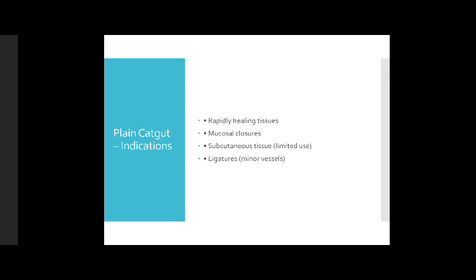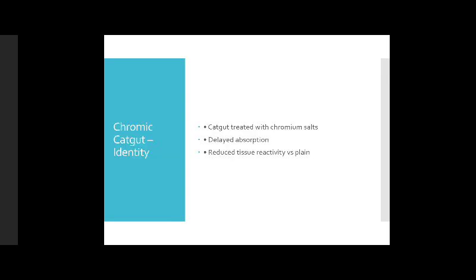Plain catgut indications: rapidly healing tissues, mucosal closure, subcutaneous tissue for limited use, as well as use as a ligature for minor vessels. Now, it also has unpredictable absorption, increased tissue reaction, is not ideal in infected wounds, and has weak long-term support.